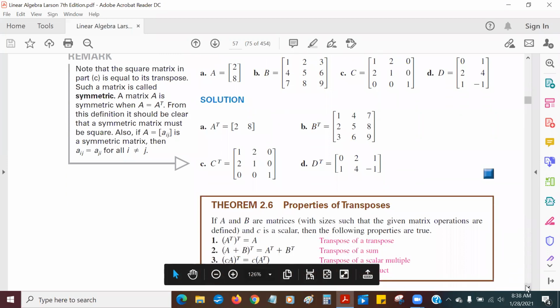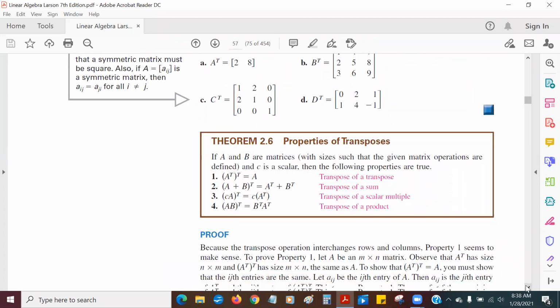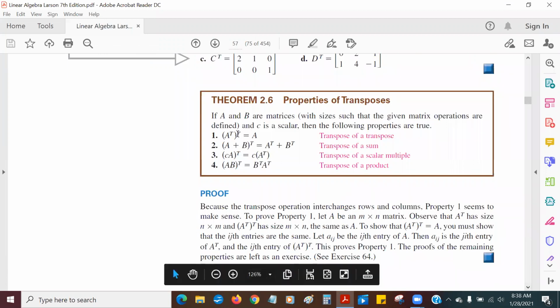Now here are some properties of transposes. First of all, this one is pretty obvious. The transpose of a transpose is just the original matrix.